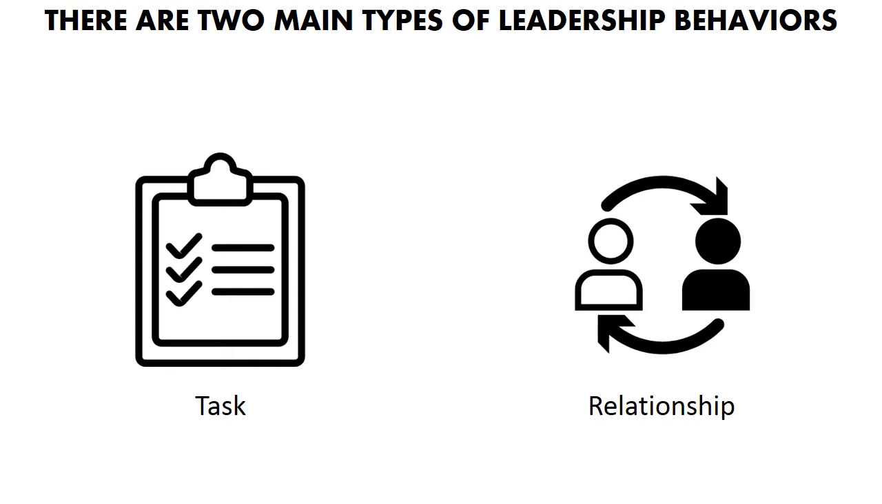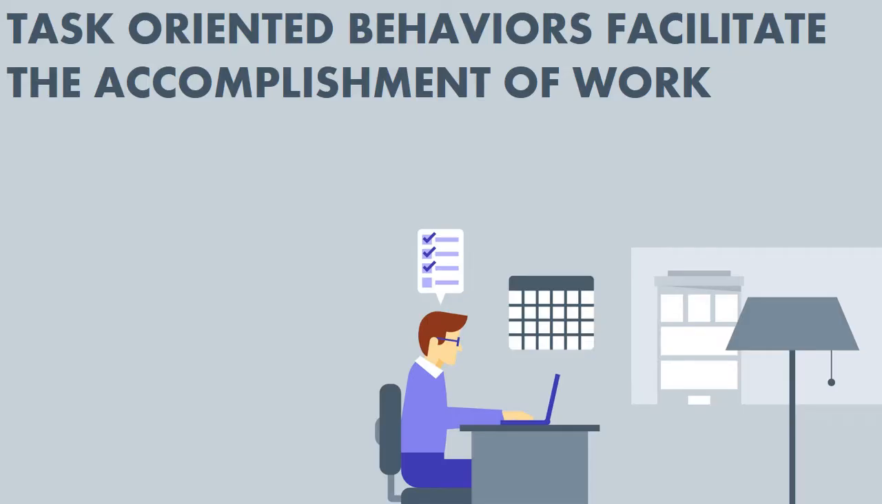And according to the behavioral theories of leadership, there are two major types of leadership behaviors. There are task-oriented behaviors and there are relationship-oriented behaviors. Task-oriented behaviors are behaviors that facilitate the accomplishment of work. So this is anything the leader does to help you get your work done. This might be planning, scheduling, budgeting, delegating, getting you the resources you need to be successful, things that directly impact the actual accomplishment of work.